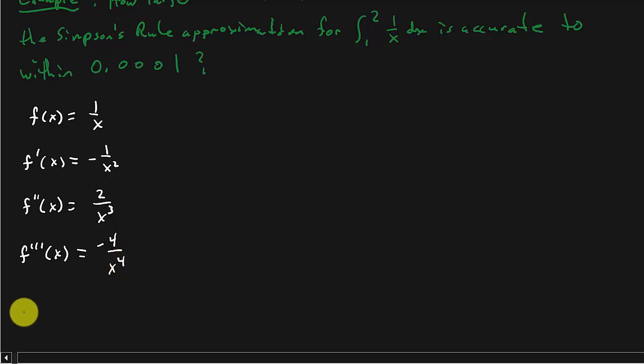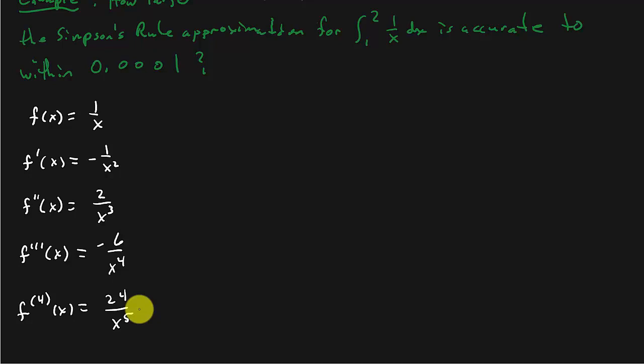Did I do that right? No, that should be negative 6. I'm trying to do all this in my head. And then the fourth derivative is going to be 24 over x to the fifth. All right, 24 over x to the fifth.